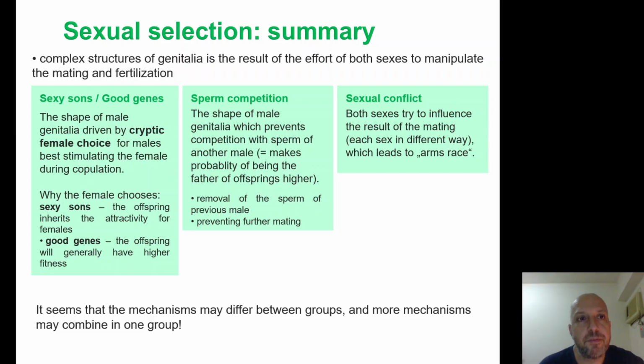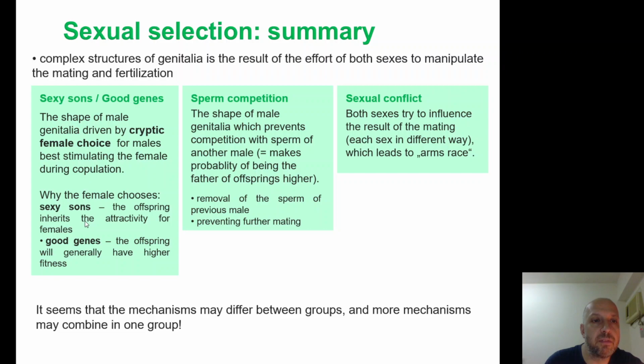So just to make a summary, we have seen many cases where the complex structure of genitalia or even some sexual behavior can result from the effort of both sexes to manipulate, right? So they want to manipulate the result of the mating. One possibility was the so-called sexy sons or good genes. This is when the female is choosy and selects the best male. The idea is that if you select the best father for your kids, your sons will also be attractive, will also be good, right? So one thing is the sexy sons thing.